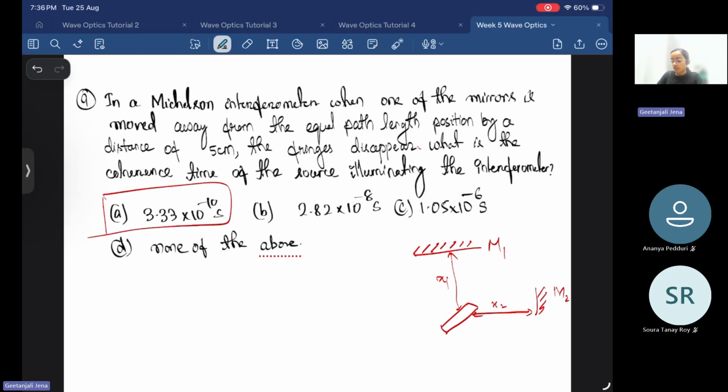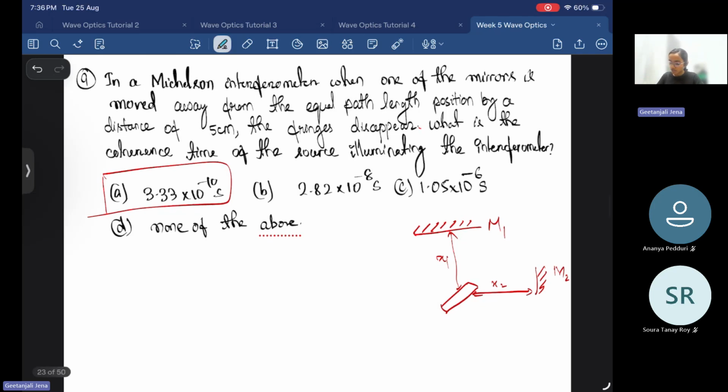Okay. So the clue is that you are moving the mirror by this distance and the fringes are disappearing. And the fringes will disappear only when the path difference is in the order of, or equal to, the coherence length. So when it matches the coherence length, the phase will vary rapidly and you won't see any interference pattern on the screen. So to calculate that, we need to calculate the total path difference.